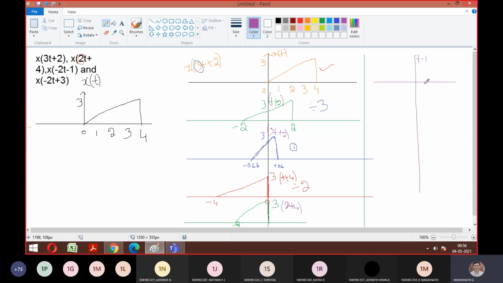So signal will start from where? 1. Good. So it starts from plus 1 and ends at where? 5. Good. So it has to end with 5. So this is my t minus 1 for the given original signal x of t. So I hope the movement of the signal with respect to both sides is understood by everyone.